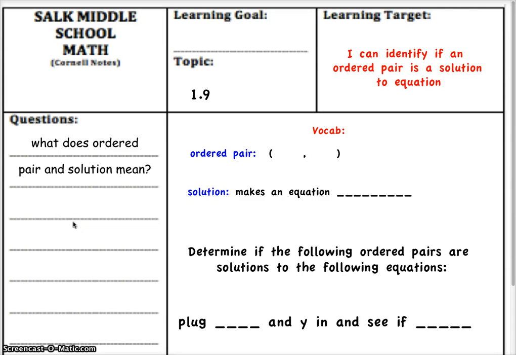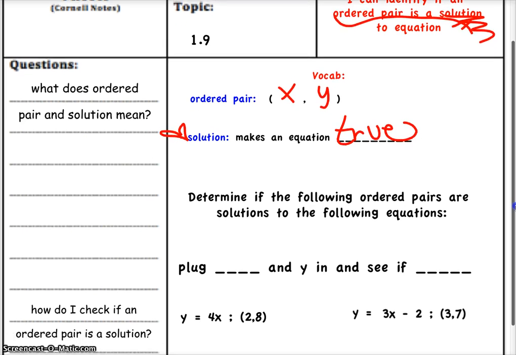Our last lesson, kind of, in this unit, which is identifying if an ordered pair is a solution to an equation. What an ordered pair is a point. You did that last Friday. It's a point that looks like this, x, y. X is always first, y is always second. And to identify if an ordered pair is a solution, you need to know what solution is. A solution makes an equation true. We also did that last week. We identified if x was a solution to an equation.